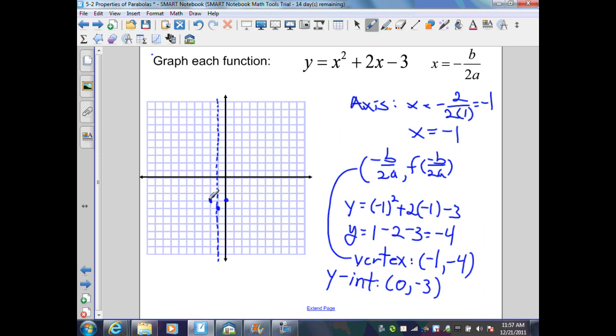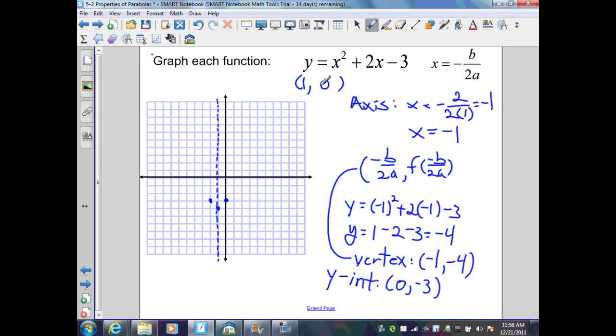Now I choose one more point, or x value, to finish the parabola. I'm going to choose a positive 1. So when x equals a positive 1, I'm going to get 1 squared is 1, plus 2 times 1 is 2. 2 plus 1 is going to give me 3. 3 minus 3 is 0.